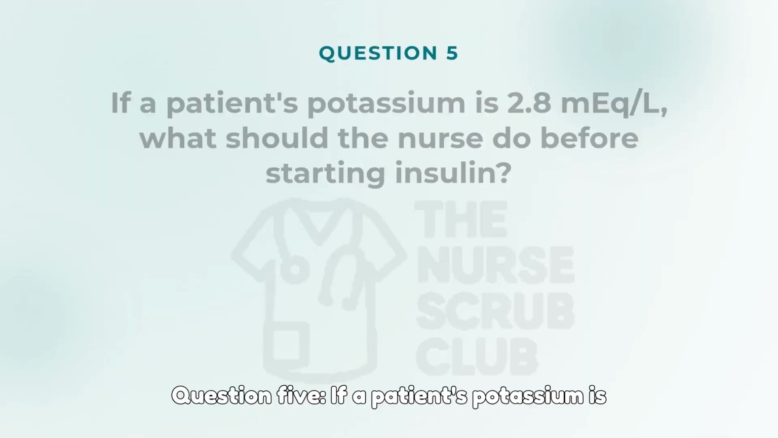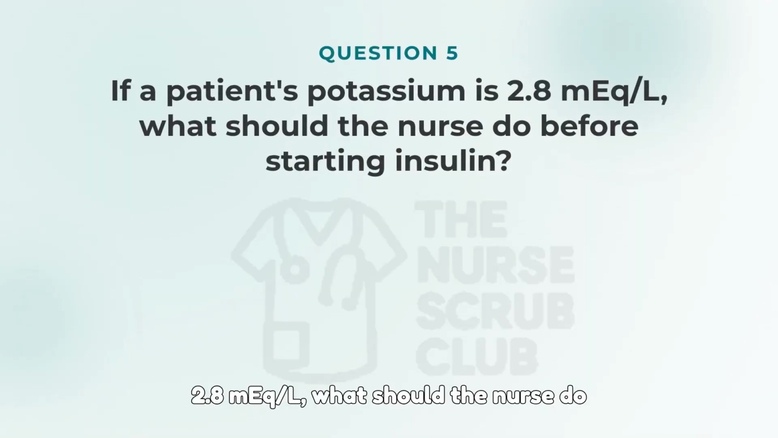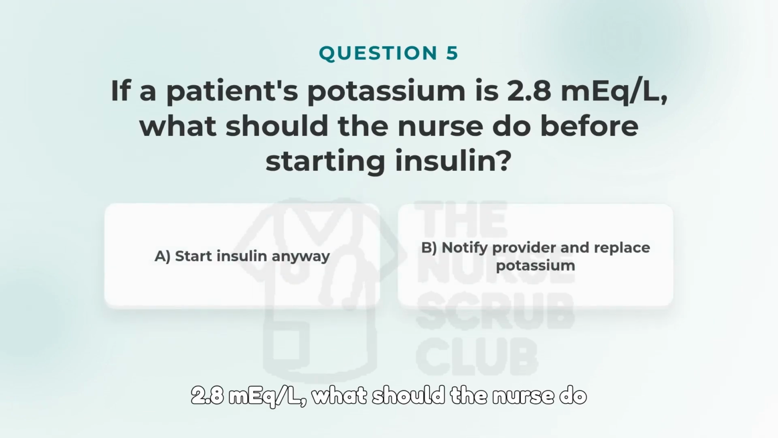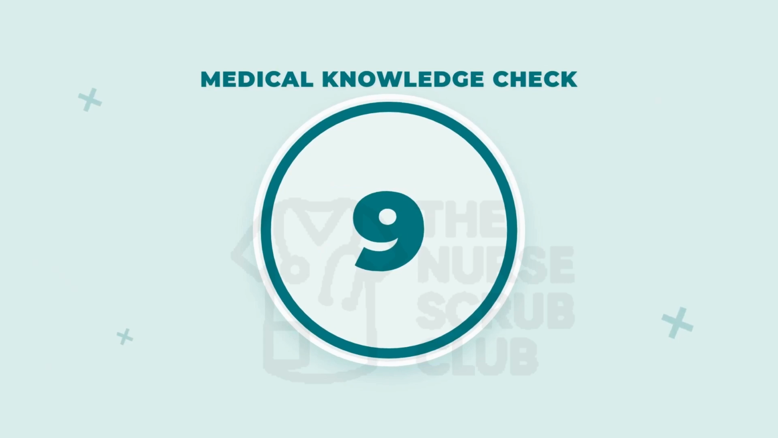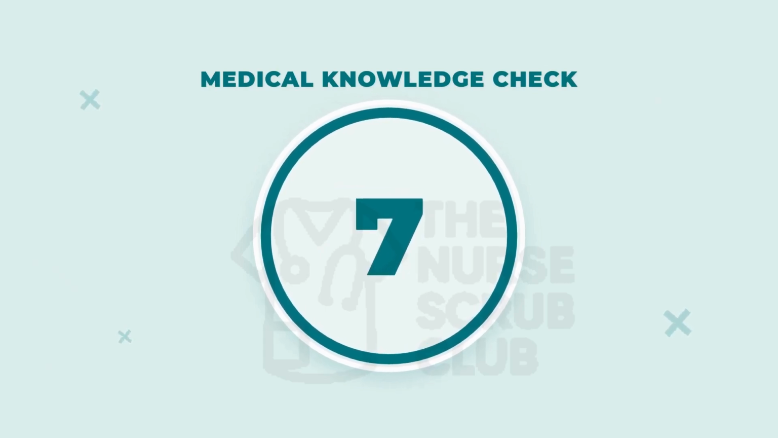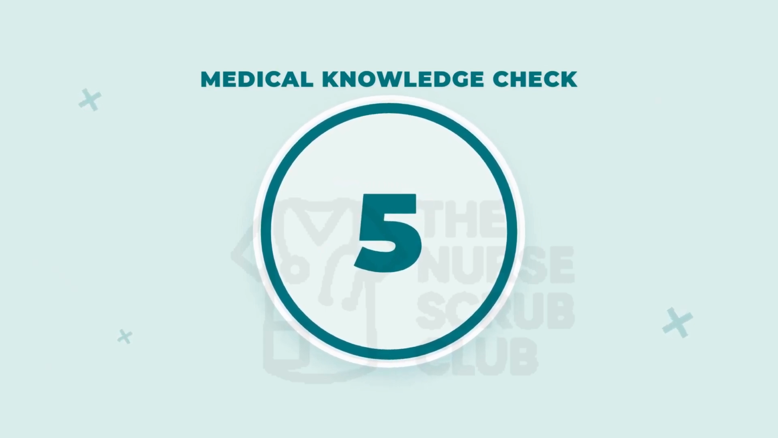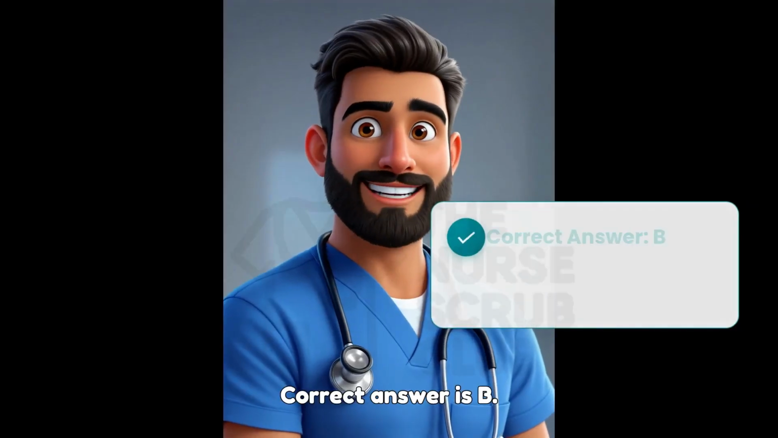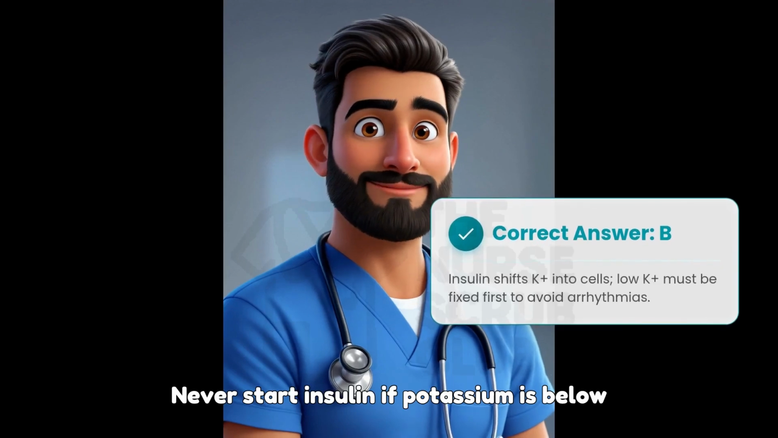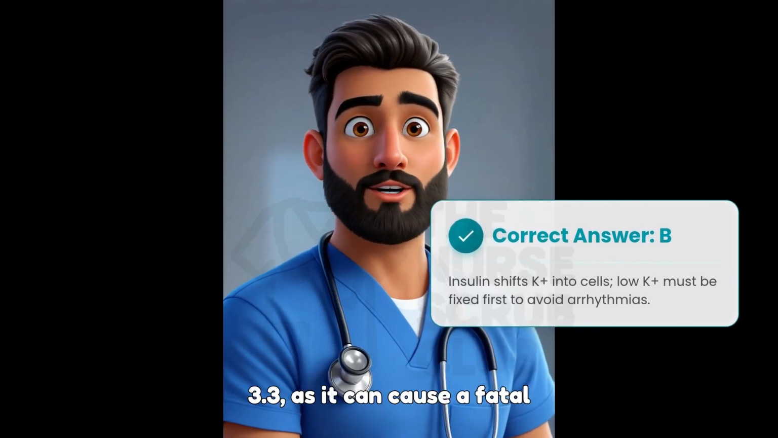Question 5. If a patient's potassium is 2.8 mEq/L, what should the nurse do before starting insulin? Correct answer is B. Never start insulin if potassium is below 3.3, as it can cause a fatal drop in serum levels.